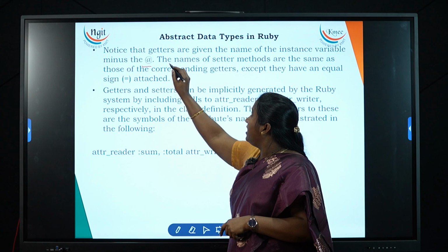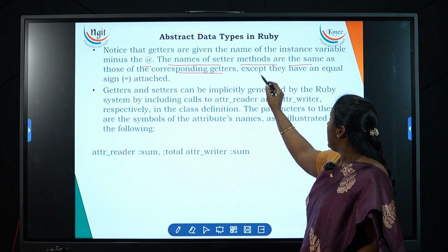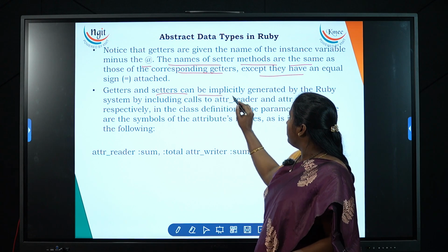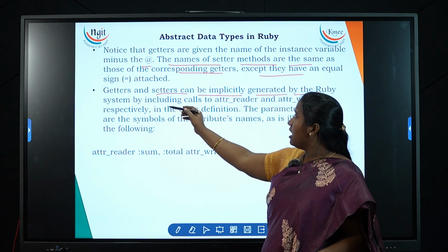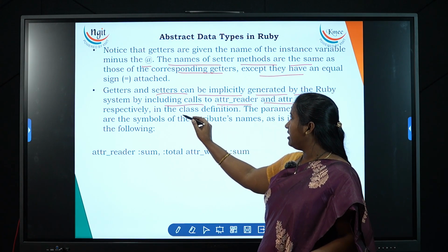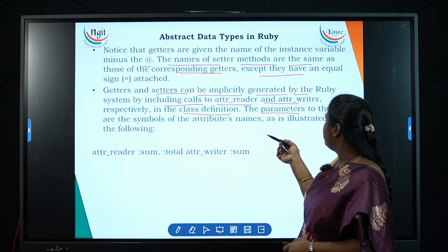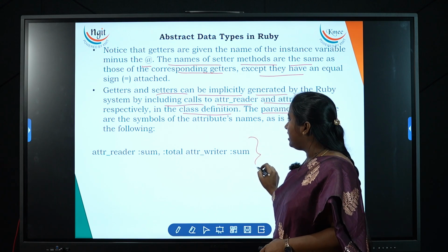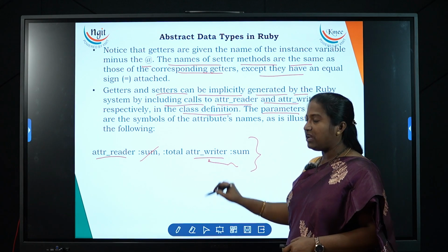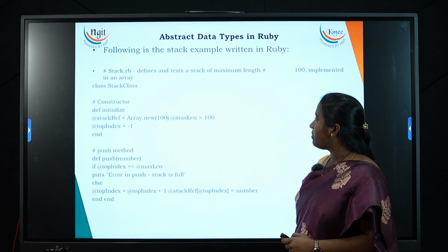Notice that getters are given the names of the instance variables minus the @. The names of setter methods are the same as those of the corresponding getters, except they have an equal sign attached. Getters and setters can be implicitly generated by the Ruby system by including calls to attr_reader and attr_writer in the class definition. The parameters to these are the symbols of the attribute names, as illustrated here. Attr_reader reads the value, and attr_writer sends the value into the variable. These are the two attribute methods that allow users to pass a value.